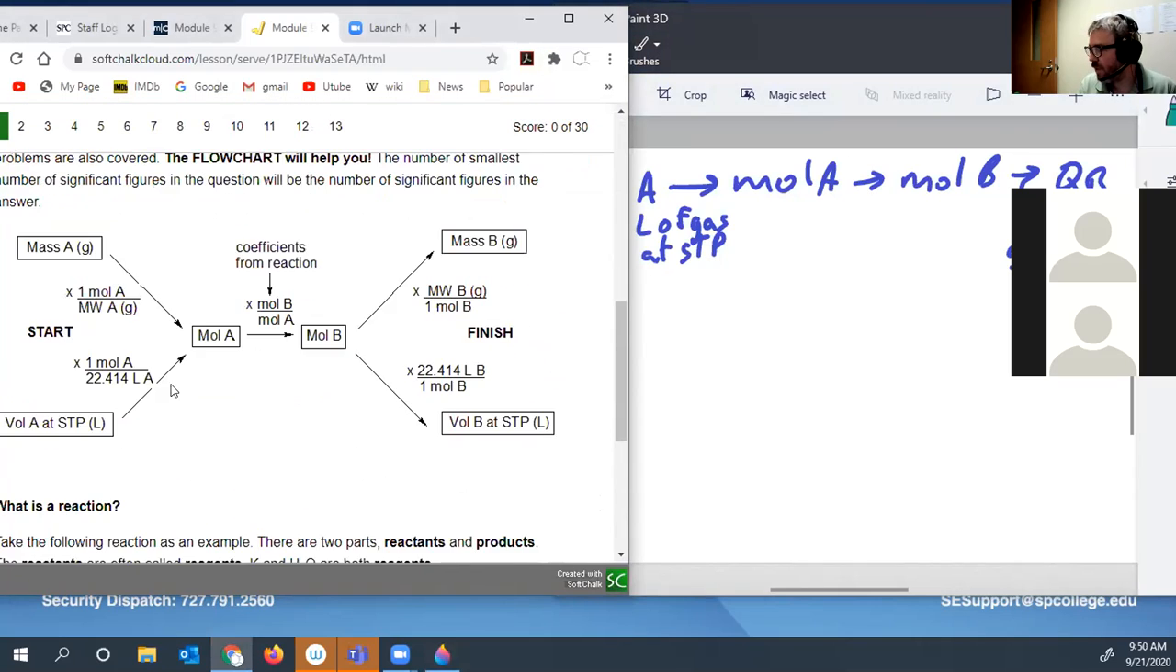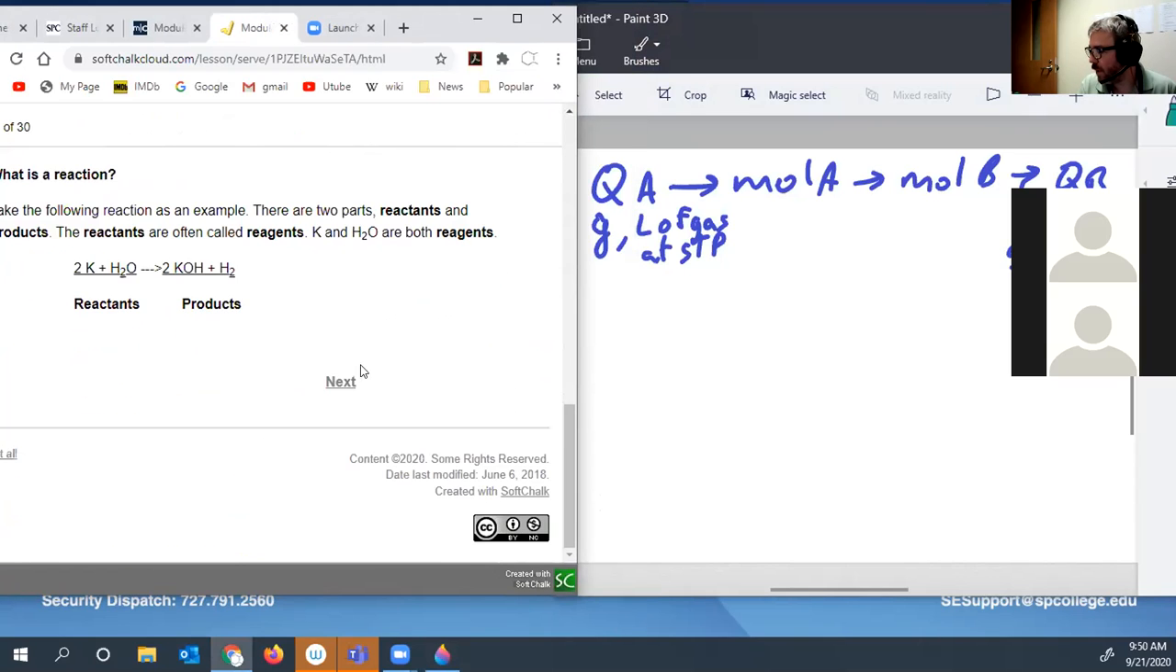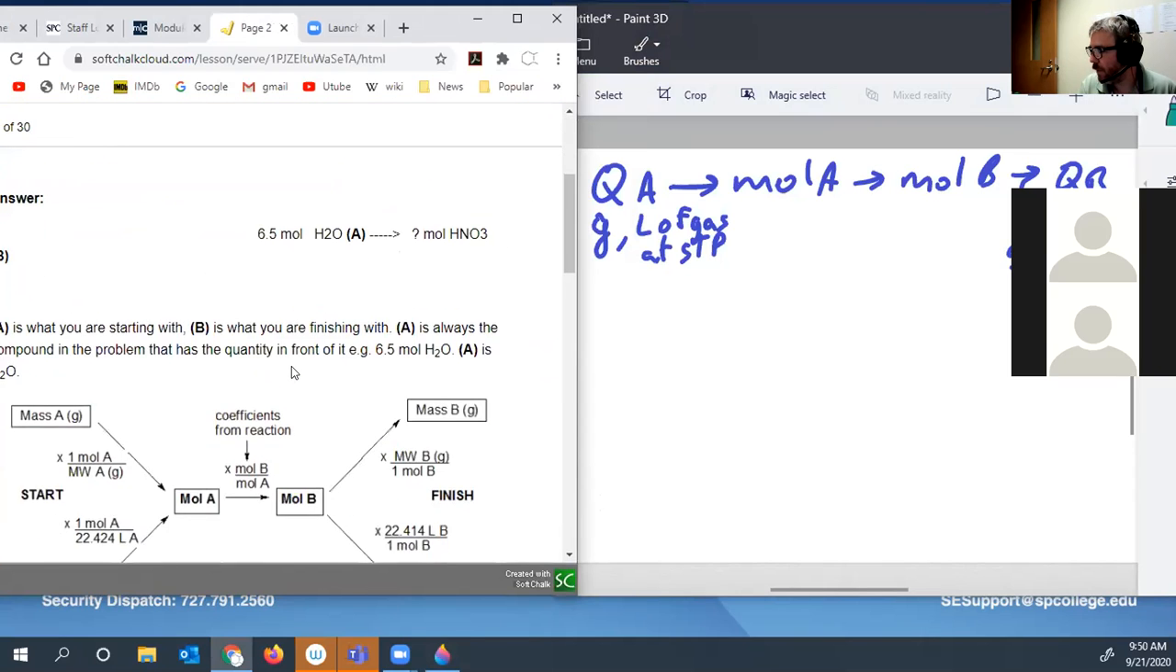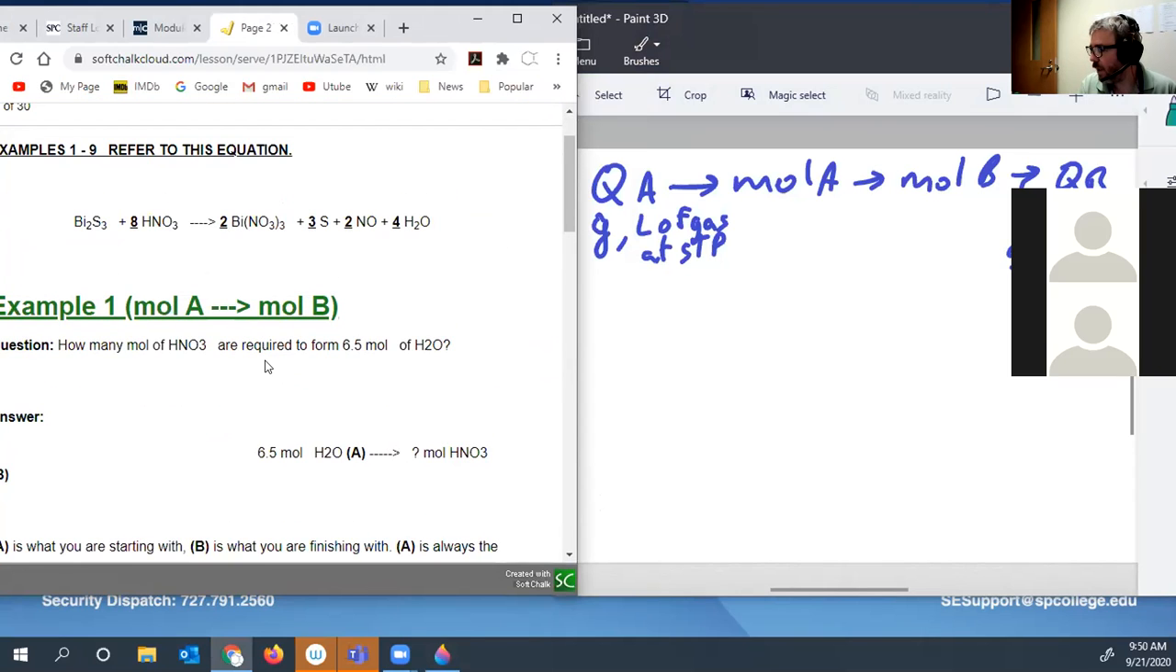So this is a fairly more complicated flow chart here, but I think it's a bit easier just to use this little modified one. It does the same thing. It's just a little bit easier to remember and a little bit easier to go with. So let's say we're starting with how many moles of HNO3 we are required to form 6.5 moles of H2O.